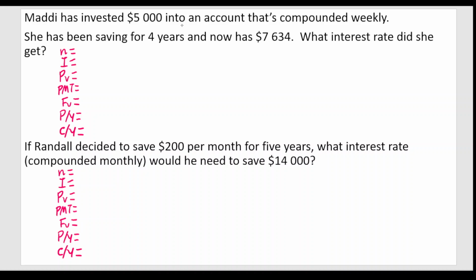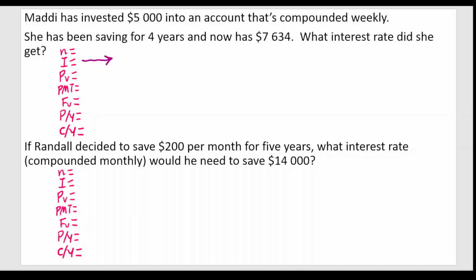So Maddie's invested $5,000 into an account which is compounded weekly. She's been saving for 4 years and now she has $7,634. What interest rate did she get? So we can see that we're trying to find the interest rate. So straight away, I'm just going to indicate that.